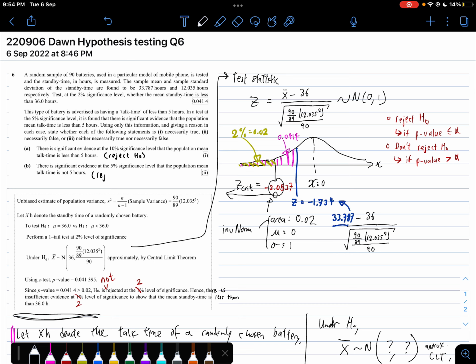Same thing for part B. We also want to check that we can reject H naught. However, this time they changed the wording. Instead of saying less than, they said not. Instead of 10%, they changed to 5%.